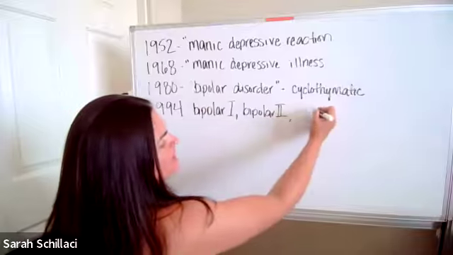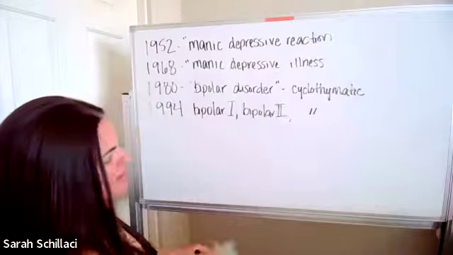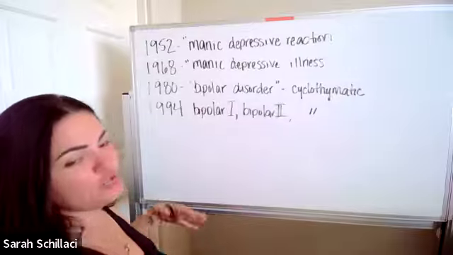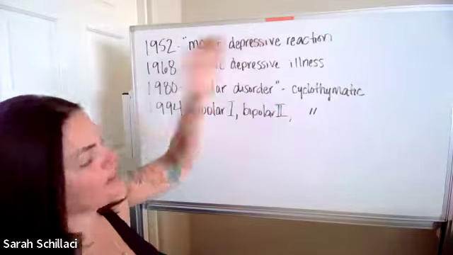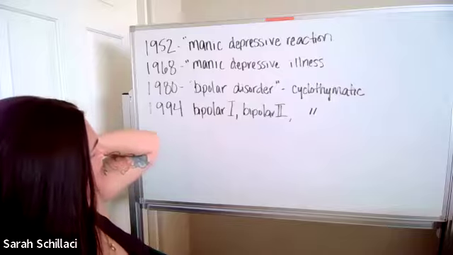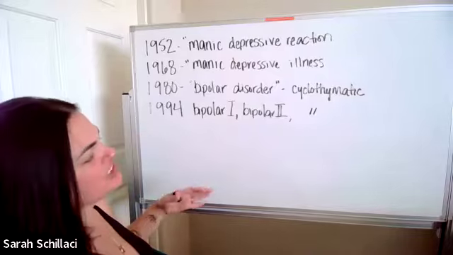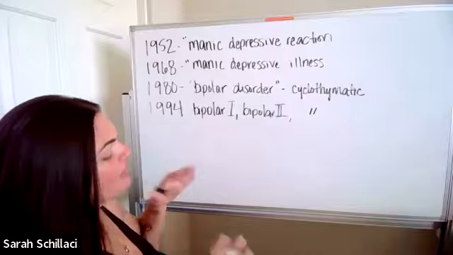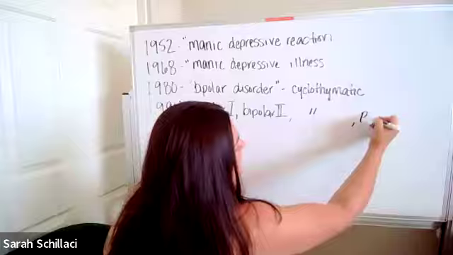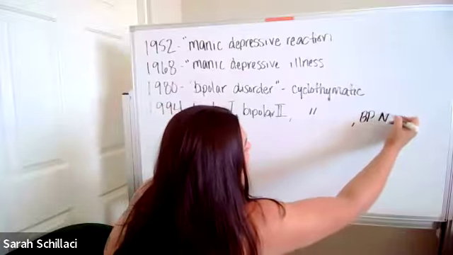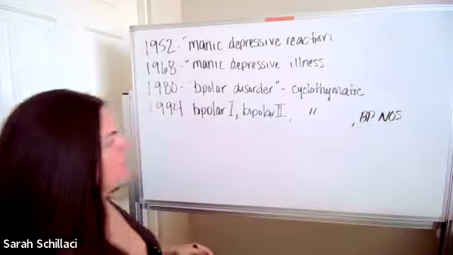We also are continuing with the cyclothymic disorder here, which really should be called bipolar 3, right? But we had already coined it as cyclothymic back in 1980, so instead of changing that name, we just carried that over. And then we also had something added called bipolar NOS, which is not otherwise specified.